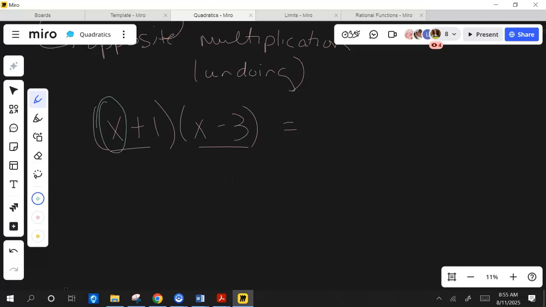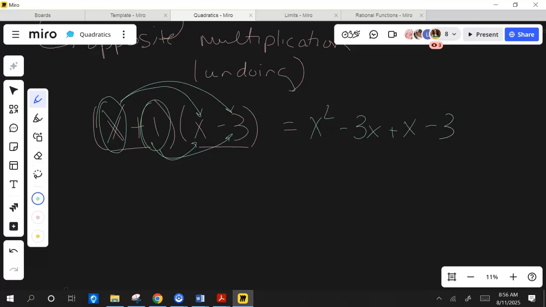So we take the very first term, right? And it distributes through to everything in that second set of parentheses. So what is x times x? X squared. And what is x times negative 3? Negative 3x. Now I'm done with this first one because it's already multiplied to everybody. So now I move to the next piece, which is a 1. And he's got to go to everybody, right? He's got to multiply through. So 1 times x, that's x, and then 1 times negative 3, negative 3, right?